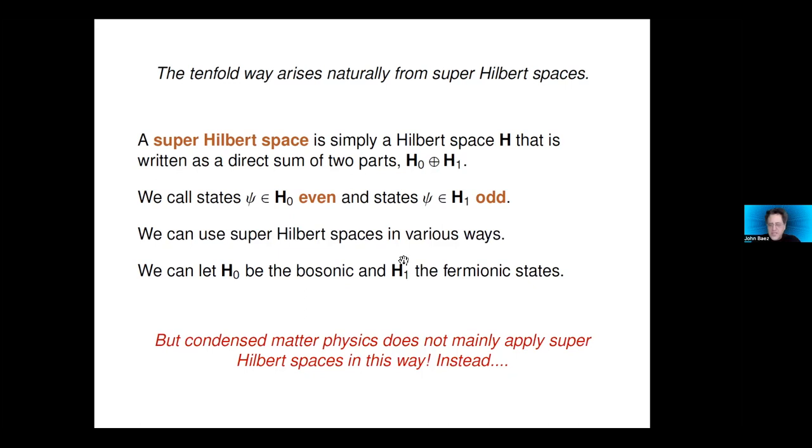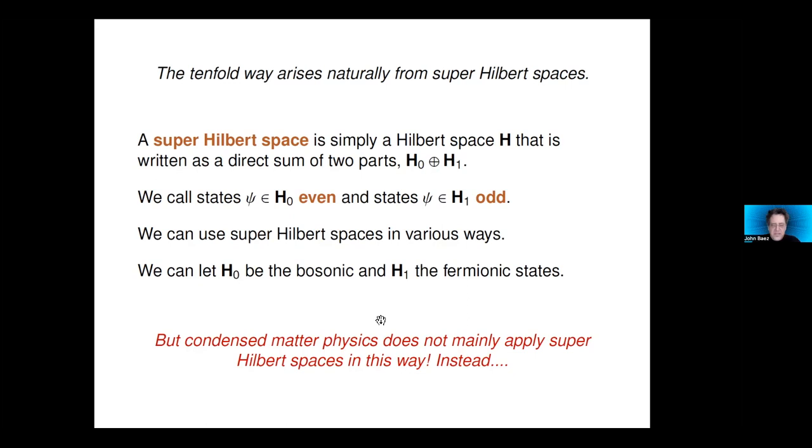And if you hear the word super and you're a physicist, you may be thinking, oh no, now we're starting to do supersymmetry. Or you may be thinking, yay, now we're finally starting to do supersymmetry. But in that kind of application, what we would be doing is letting H0 describe bosonic states and H1 describe fermionic states. And that's a perfectly fine application of the math I'm going to talk about. But in fact, in condensed matter physics, that's not the main way. I've never even seen them try to use it that way. That's not the main way they apply this idea of the super Hilbert space.